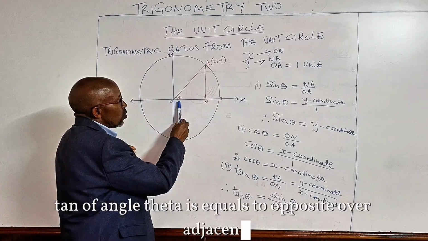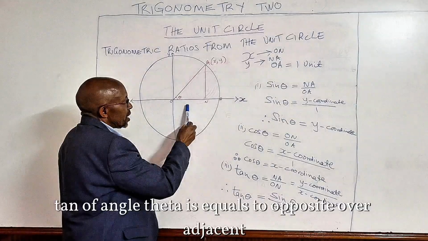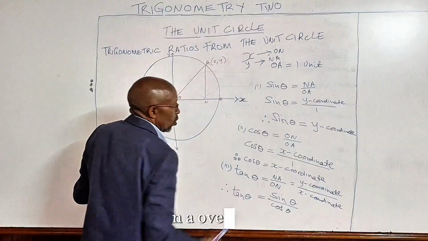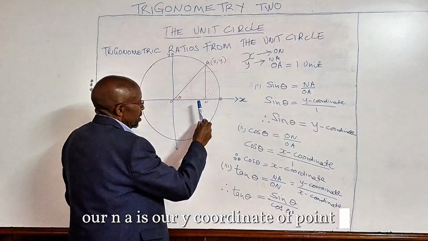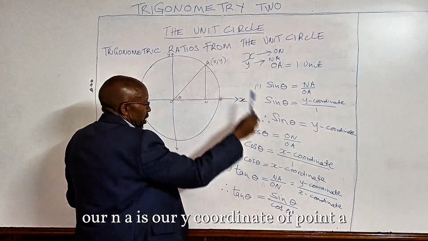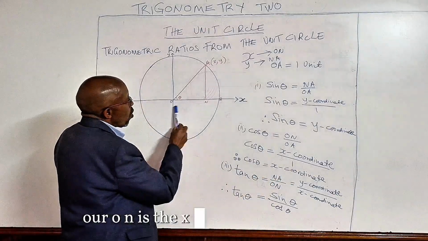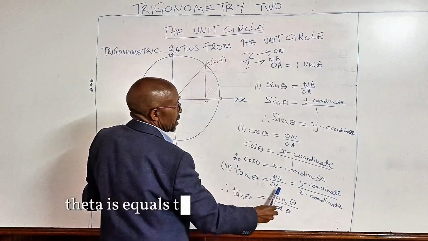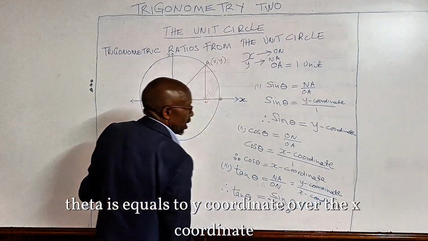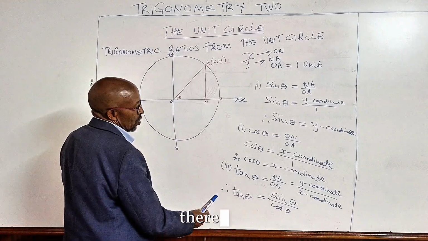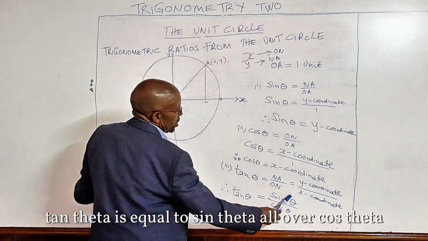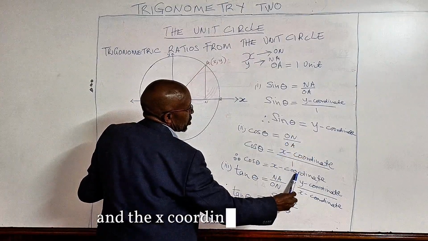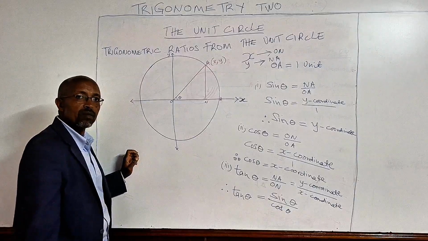Tan of angle theta is equal to opposite over adjacent. So it is NA all over ON. Our NA is our y-coordinate of point A. Our ON is the x-coordinate of point A. Therefore, tan theta is equal to y-coordinate over the x-coordinate. Therefore, tan theta is equal to sin theta all over cosine theta, because the y-coordinate is the sin theta and the x-coordinate is the cosine theta.